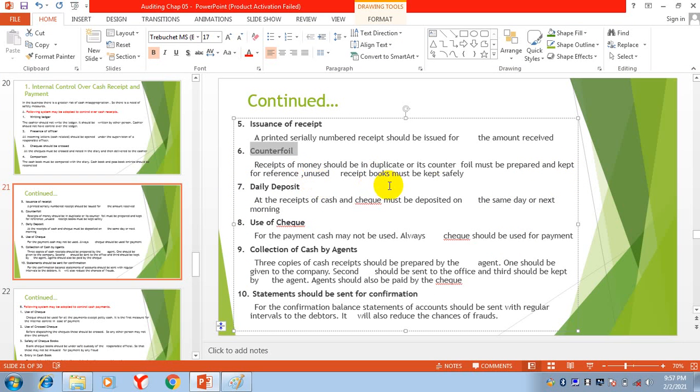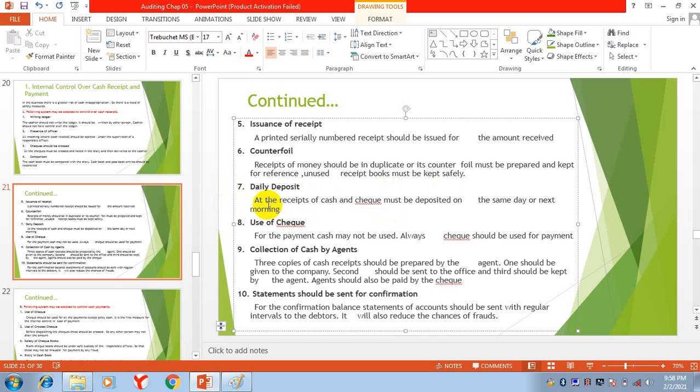Unused receipt books must be kept safely. Those books which are unused, you will keep safely, because there is a possibility that people will misuse them. If someone finds them, he can misuse them. So there must be a counterfoil, the duplicate copy, and that duplicate copy will be kept for reference, that yes, Mr. A paid the cash, or cash is received from Mr. A. And unused receipt books must be kept safely.